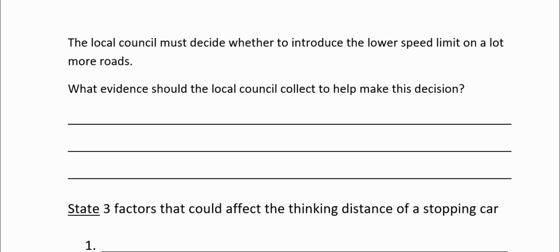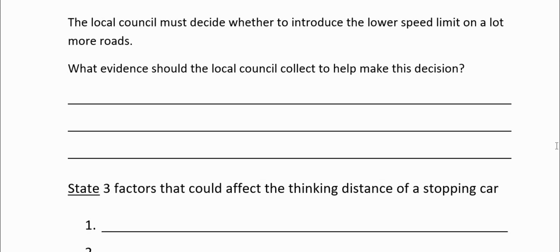They should probably try a trial. They should reduce the speed limit on an individual road. And they should see whether there are fewer accidents and also whether those accidents are less severe, if fewer people end up going to hospital or dying as a result. Remember, you have to have an independent variable and a dependent variable. What are you going to change? The speed limit. What are you going to measure? How many accidents there are, and potentially as well, how severe the accidents are.